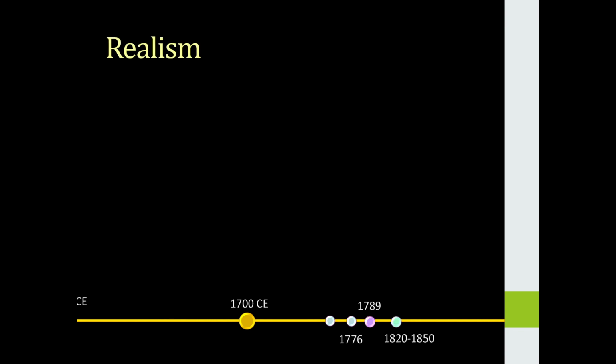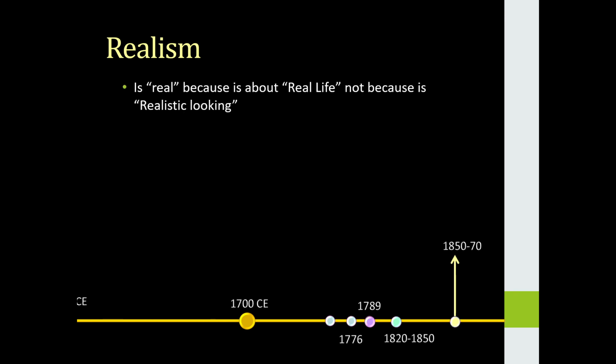All right. Now, from that it gets us into realism. So what is realism? Realism, unfortunately, is something that people get wrong all the time. Because when people think realism, they think, oh, it looks like nature. Well, that is not the case. Realism just basically means that it's real life. Not because it mimics nature, not at all, but rather because the content of it is about real life.